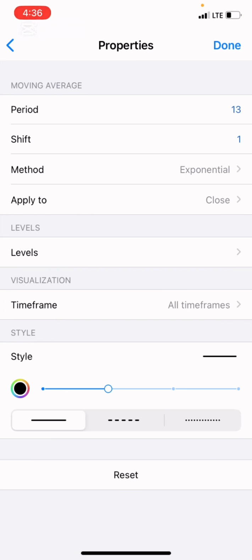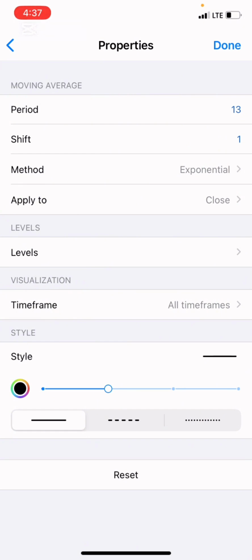For the moving average on our main charts, we are using period 13, shift 1, method exponential, apply to close. Levels are not needed, so you skip that part. For visualization, you want to leave it at all time frames. Of course, you also want to ensure that the colors are visible in your chart.